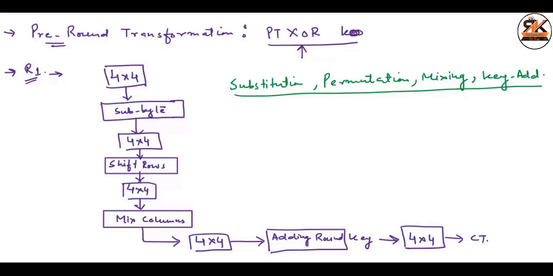But the last round, as I said, is slightly different from the others: the mixing of columns is not there. Now we will see how these transformations work. First transformation is substitution. In substitution, we substitute a byte for each single byte in the plain text. There is a predefined table for substitution.